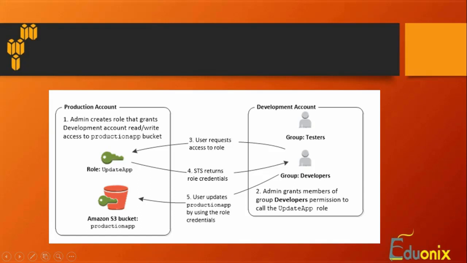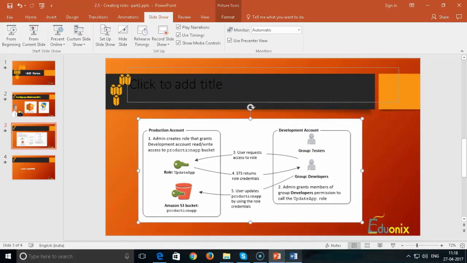So if we are going to store the data, in the same way if you want to retrieve any particular data stored in your S3 bucket, the same thing happens, only here it will request for retrieving the data, and the data will be retrieved and accessible by the developer or tester groups. So this is how generally roles work over here.